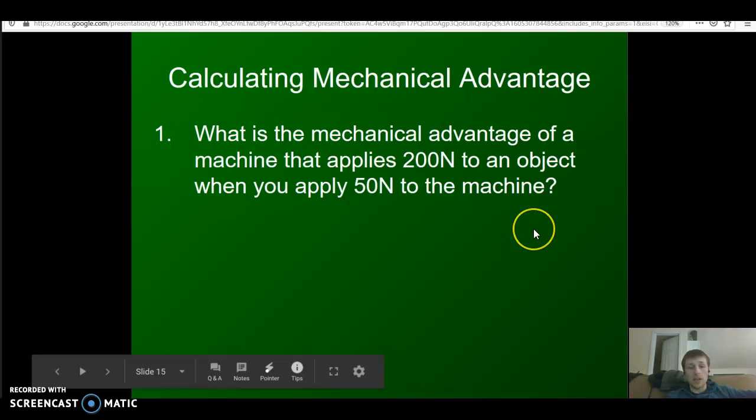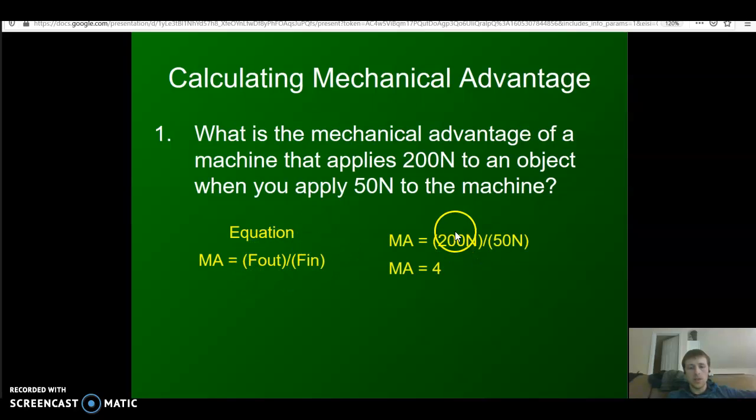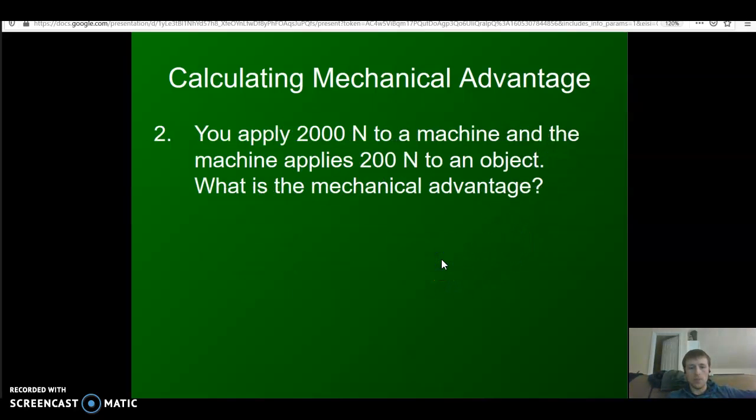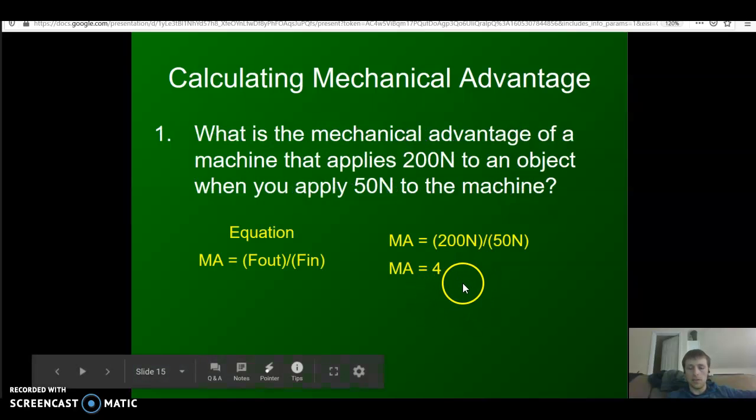What is the mechanical advantage of a machine that applies 200 newtons to an object when you put 50 newtons of force in? Well, our equation is to take the force you got out and divide it by the force you put in. It's going to be 200 divided by 50, which gives us 4. Very, very straightforward machine. Pretty good mechanical advantage.